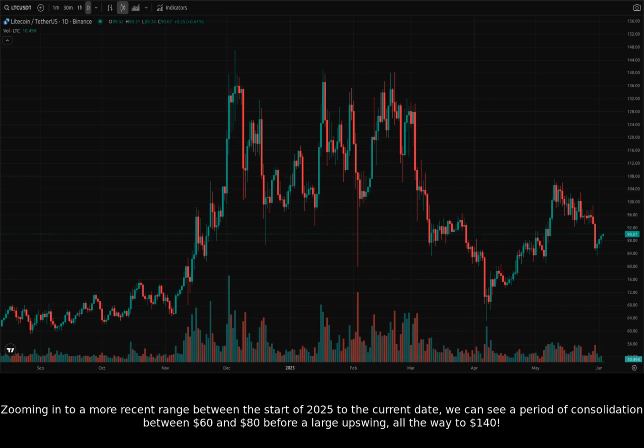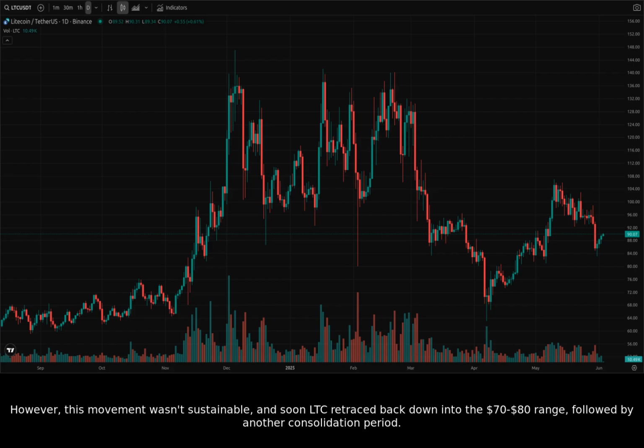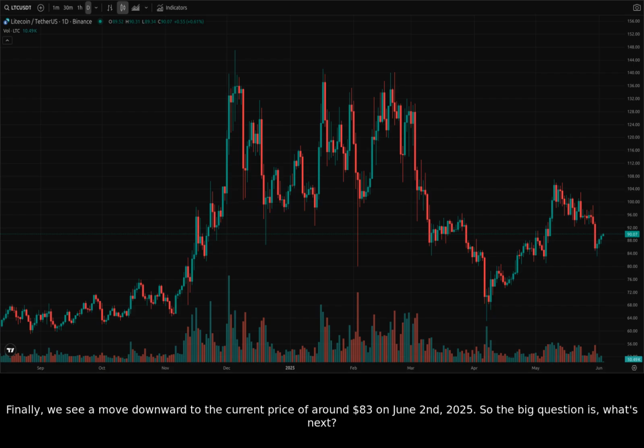Zooming into a more recent range between the start of 2025 to the current date, we can see a period of consolidation between $60 and $80 before a large upswing, all the way to $140. However, this movement wasn't sustainable, and soon LTC retraced back down into the $70 to $80 range, followed by another consolidation period. Finally, we see a move downward to the current price of around $83 on June 2nd, 2025.